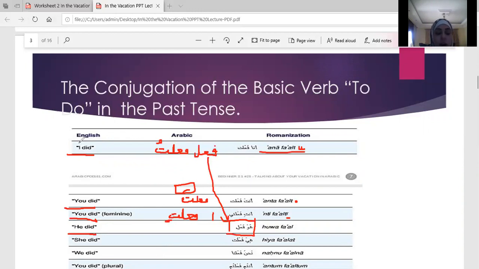So notice here in I and you, both masculine and feminine, what did I add? Ta, okay? It's easy, it's not hard. Usually I give you the verb and I tell you to make the conjugation according to this verb, okay? طيب, he did, we say هو فعل. She did, Alex? Yes. هي فعلت. It's فعل. Okay. What do we add to it? Ta. But what do we do to this ta? We make it silent. It's فعلت. Is it clear?